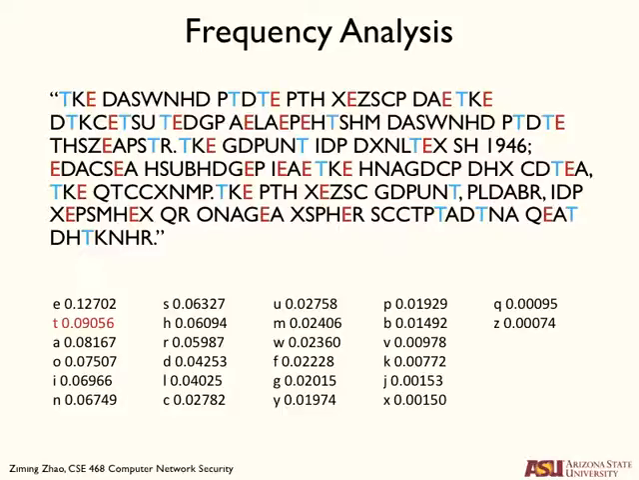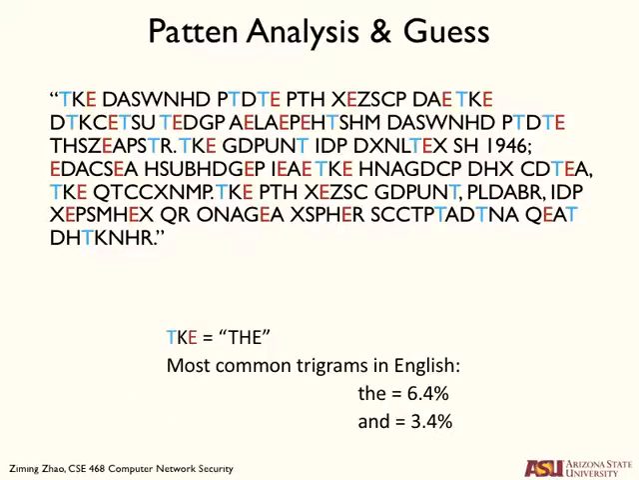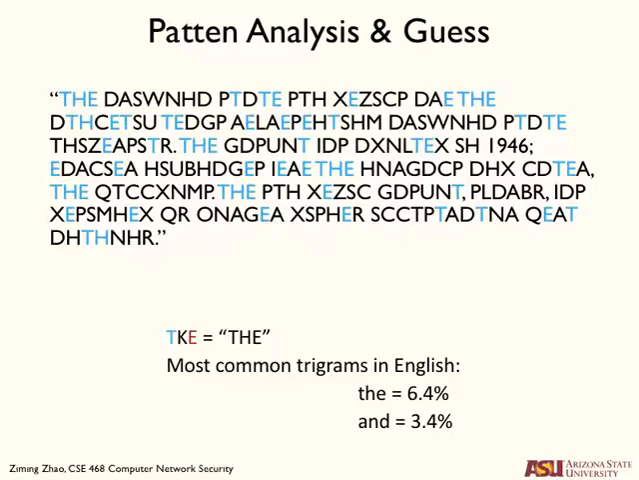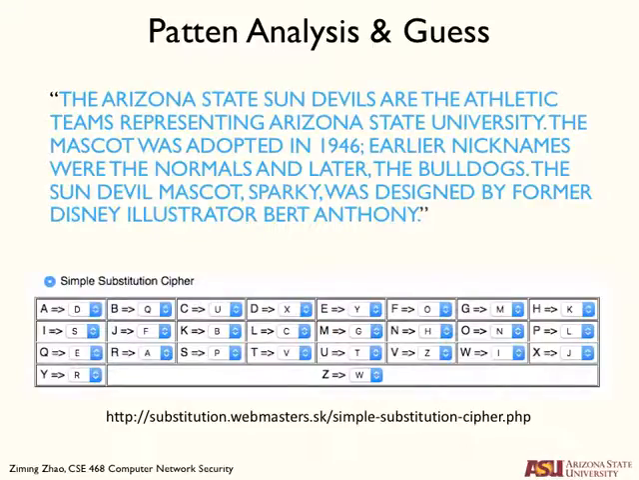So besides the frequency of letters, we can also use the frequency of words. For example, here we have a TKE. So what is the most likely term at the beginning of a sentence? Maybe "the." Yes. So actually, what we can also find is that TKE is "the," and we can replace K with H. So sometimes we also need to guess a little bit, but with this guessing, with this pattern analysis and the frequency analysis, eventually we will be able to decrypt this message.